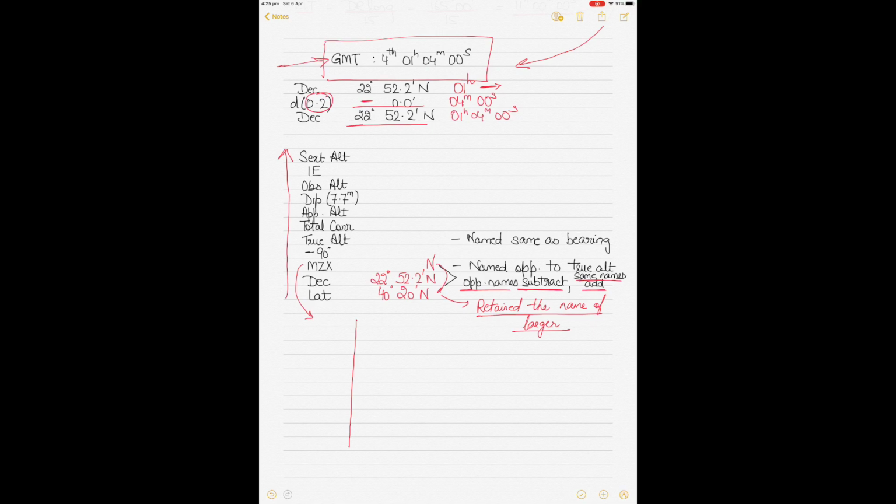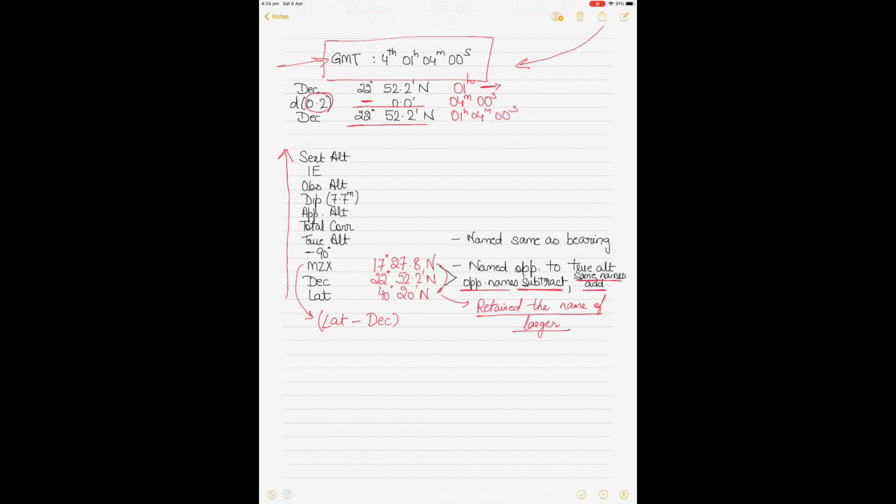And if opposite names are subtracted, then the same names should be added. So to find out the value, we'll just subtract 40 degrees 20 minutes minus 22 degrees 52.2 minutes, and that would give us 17 degrees 27.8 minutes. So how did I find that out? I subtracted the declination from the latitude. For now I'll erase this line. I'll come back to this line later on. That's how I found out the value.